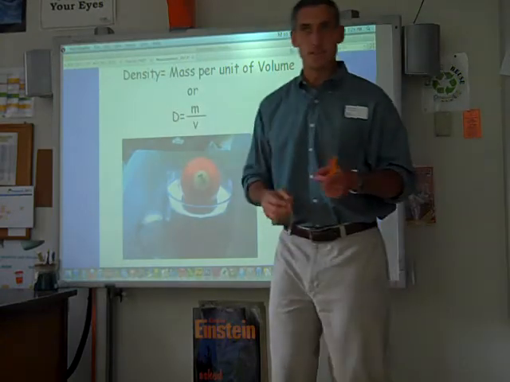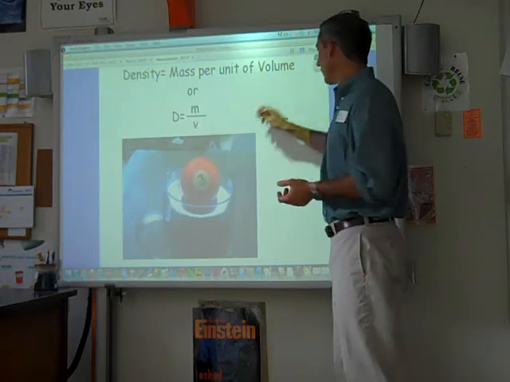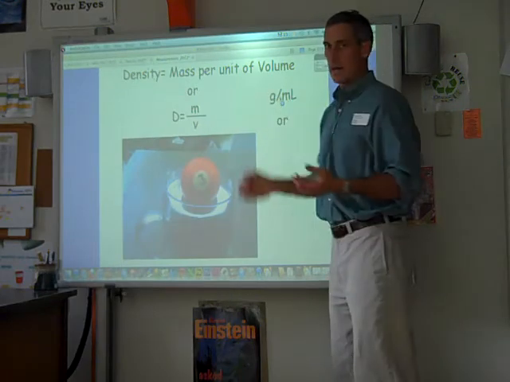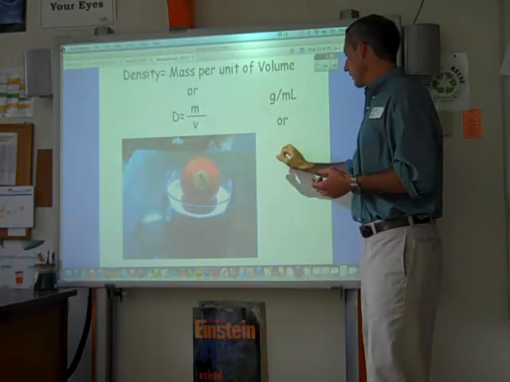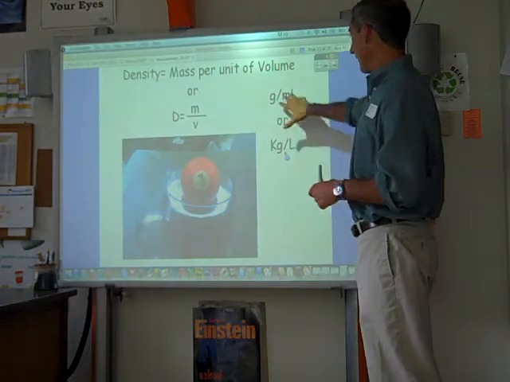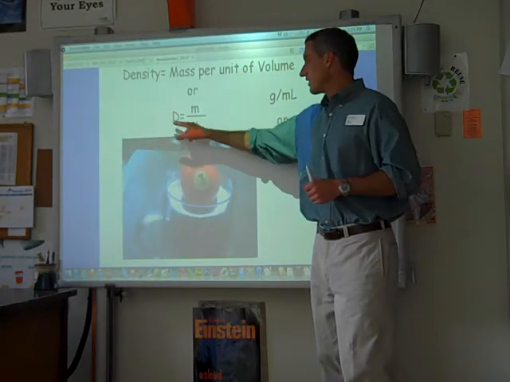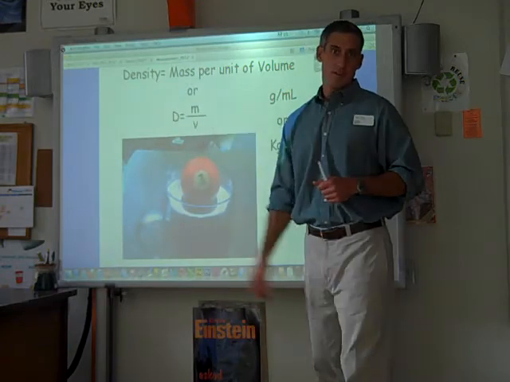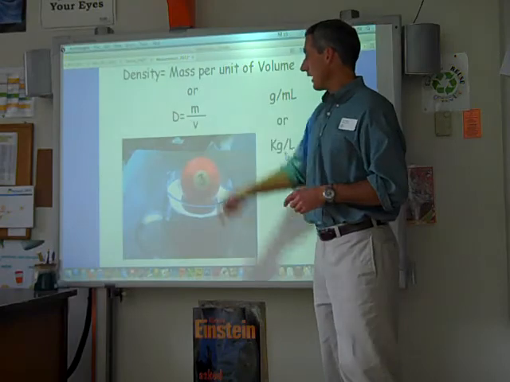Now the unit for density, since mass is grams and volume is milliliters, our unit for density here in the lab is grams per milliliter. In the simulation that you used, kilograms per liter. Okay? But that's our unit for density, and it's mass over volume. It should be easy to remember. DMV. That's where you go to get your driver's license, so you should never be able to forget that. D equals m over v.